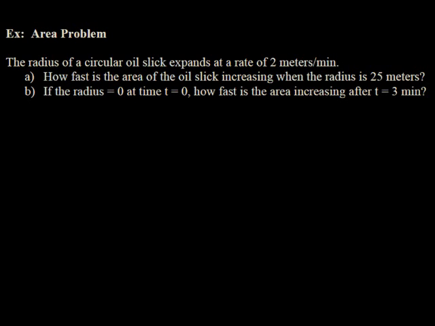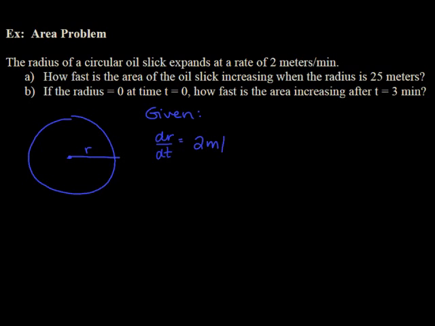Okay, so as we discussed in class, after you've read the problem, the first thing that you want to do is sketch a diagram of the situation. So we have this circular oil slick. Yes, it just happens to be circular. So we have our circle, we have a radius for our circle, and what do we know about it? Well, we are given the information that dr dt, so the rate of change of our radius, is equal to 2 meters per minute.